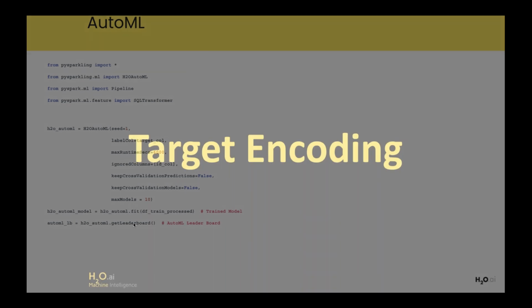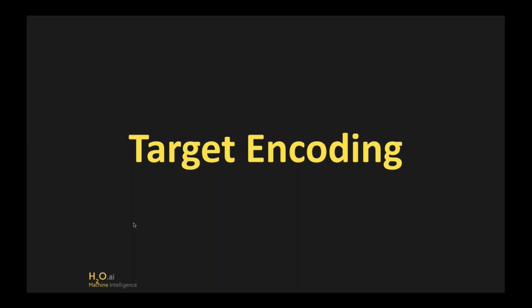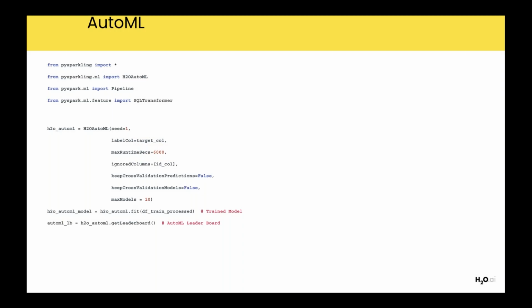When you get the leaderboard, you get to see all the top 10 models which are built. If, for instance, you have built 100 models, and you get the leaderboard, you will be able to see your best models on top, and the models which are not so good below them.